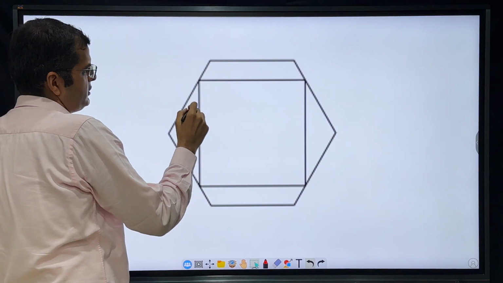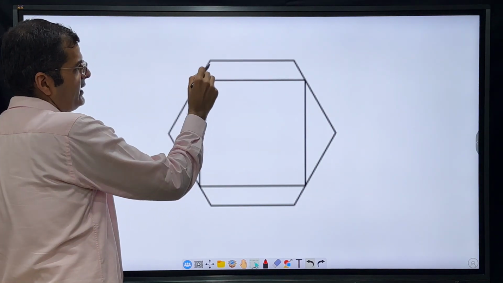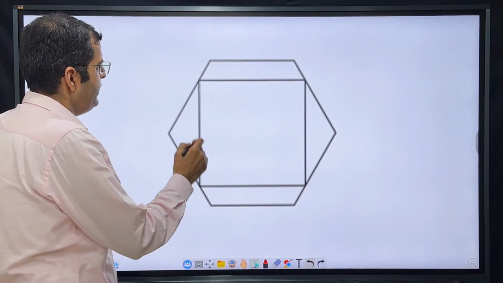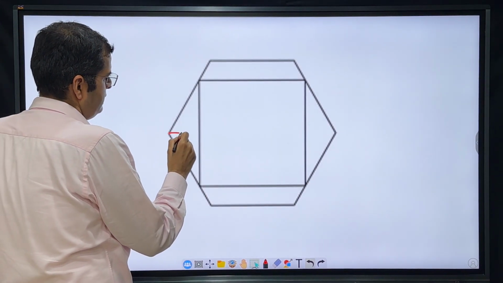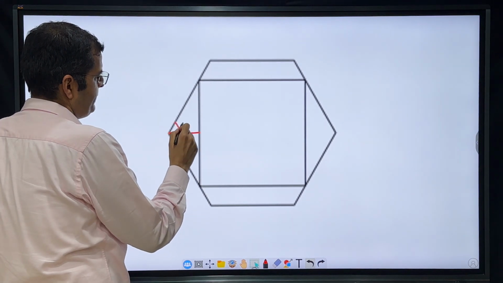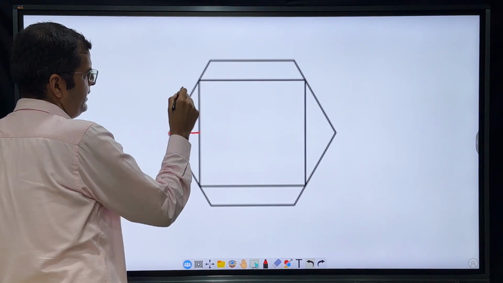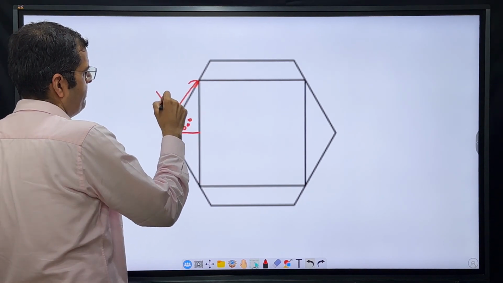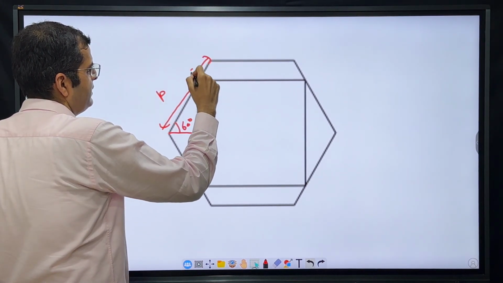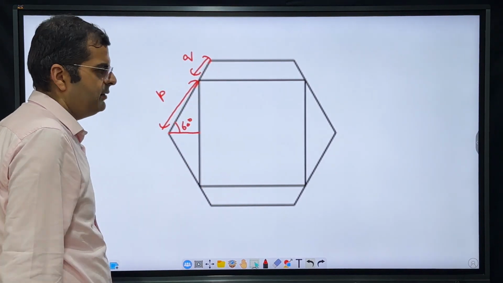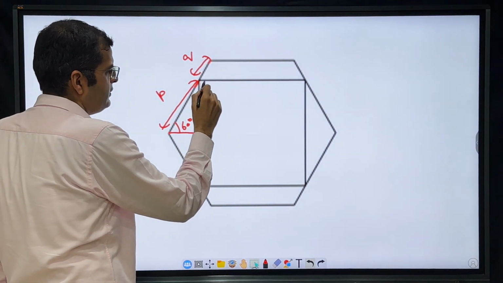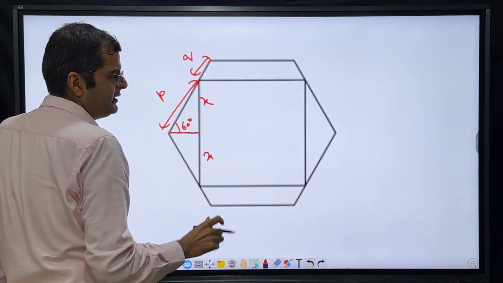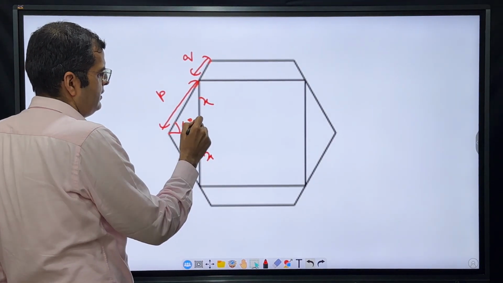So what I am going to do first of all is, in a hexagon, each interior angle is how much? 120 degrees. So here if I draw this right angle triangle, this part should be 60 degrees. Let this much part be P and this much part, let that be Q. Okay, and let the length of the square be 2x. So this much part is x, this much part is x for the square.